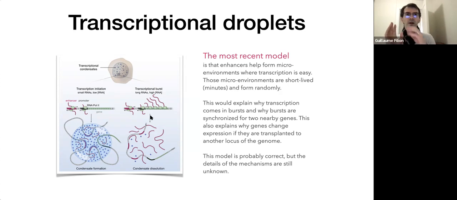Also, that explains why if you change the place of a gene, then it will synchronize with another gene that's close by, but not with the previous genes that were there. So these are the type of evidence that shows that this is correct, but there's much, much more that shows that probably you have these microenvironments that really permit transcription, and that explains what we've seen before. But it would take a long, long time to explain all of it.